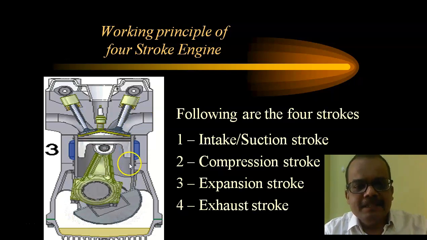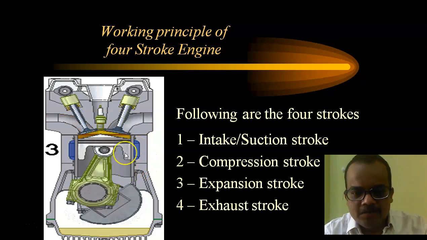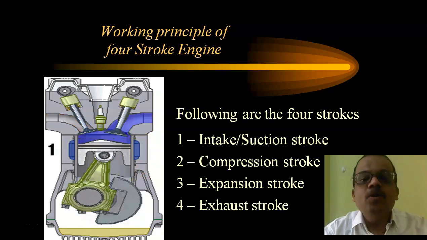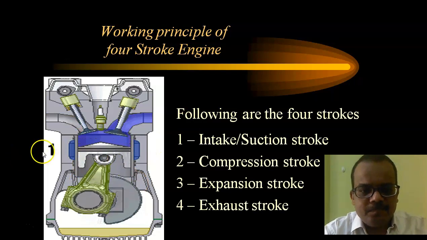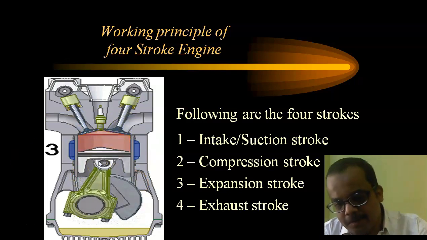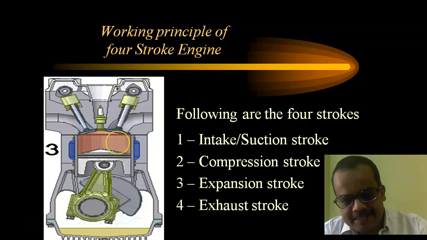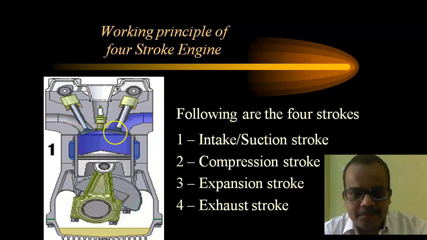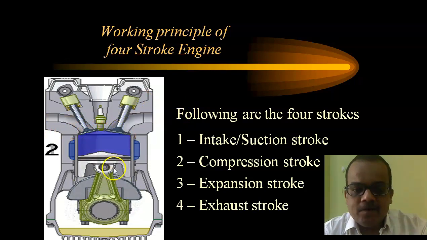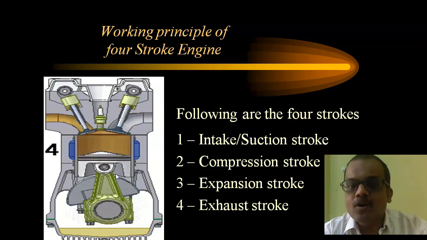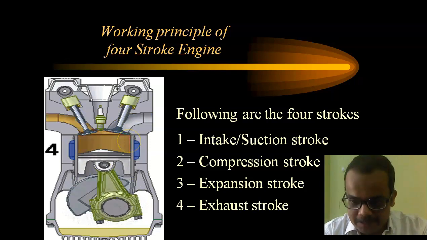Now here you can see the animation of the 4-stroke petrol engine. So all the 4 strokes you can see here. So what is the stroke? Now here you can see the piston. There will be two limiting positions of the piston. One is the extreme top position, that is called TDC, and the other is the bottom position, that is called BDC. TDC means top dead center and BDC is bottom dead center.